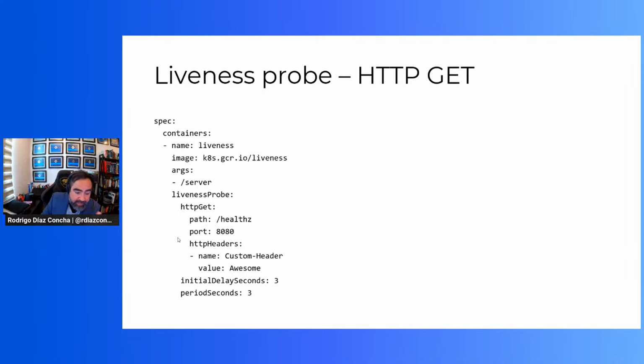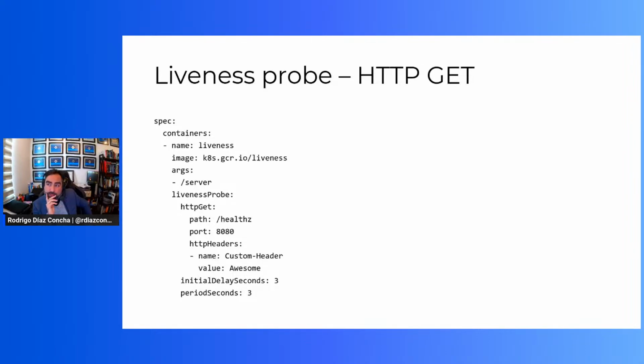And again, initial delay seconds is how long you want to wait before starting the probe, and period seconds is the number of seconds that you want to wait each time before sending the request. So again, very easy stuff. And of course, this is just for testing purposes, I mean, the Liveness container image.